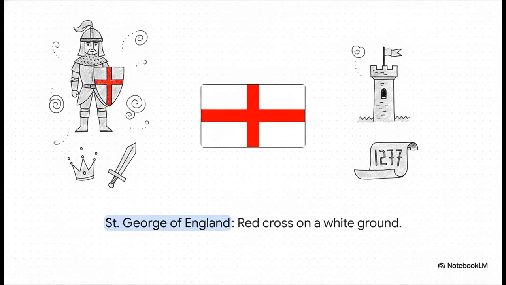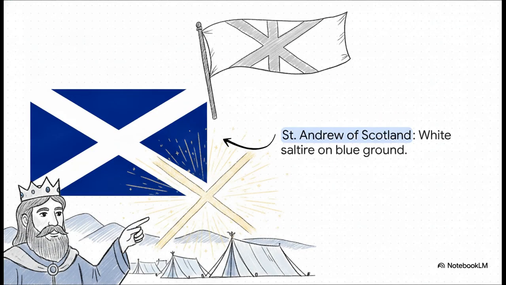The absolute foundation of our visual math starts with the cross of St. George, the patron saint of England. This bold red cross on a crisp white background is one of the oldest Christian symbols out there. Its powerful association with England goes all the way back to the 12th century Crusaders. By the year 1277, King Edward I was marching under this exact banner, and it became the definitive flag of England.